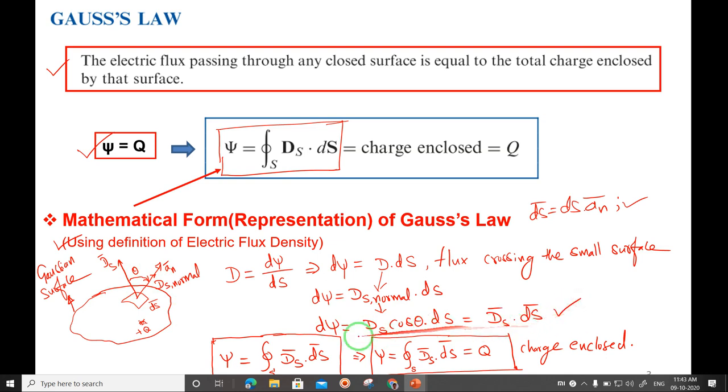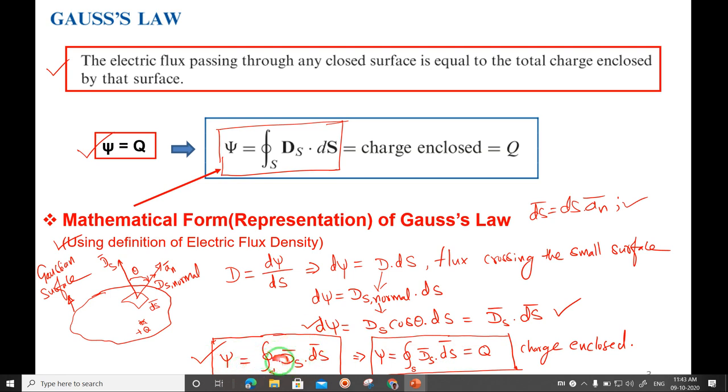So we can write this dψ as the dot product of two vectors, D vector dot dS vector. But this is the differential electric flux that is crossing the smaller surface, and I want to find the total number of flux lines leaving the closed surface. So integrate it. So ψ is equal to the closed surface integral of D dot dS, and that is equal to the charge enclosed, Q. This is the mathematical representation of Gauss law.